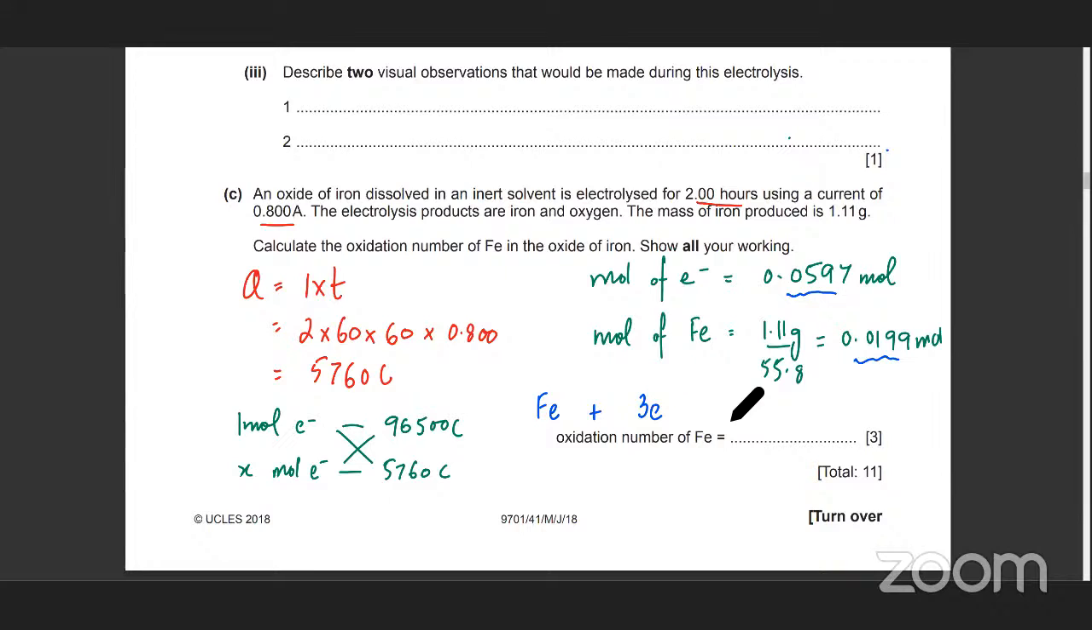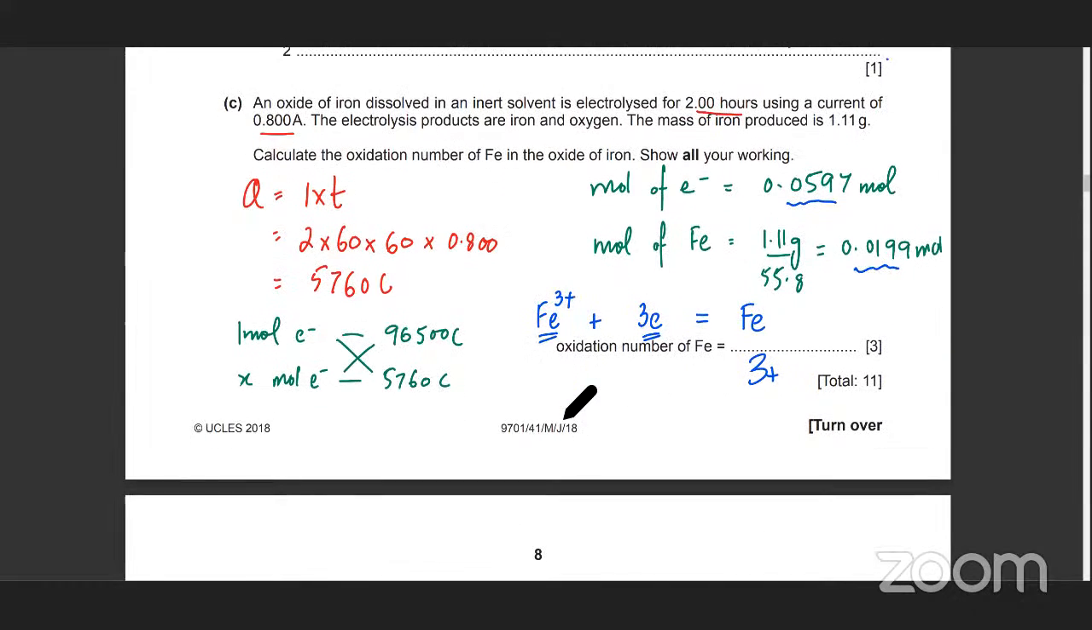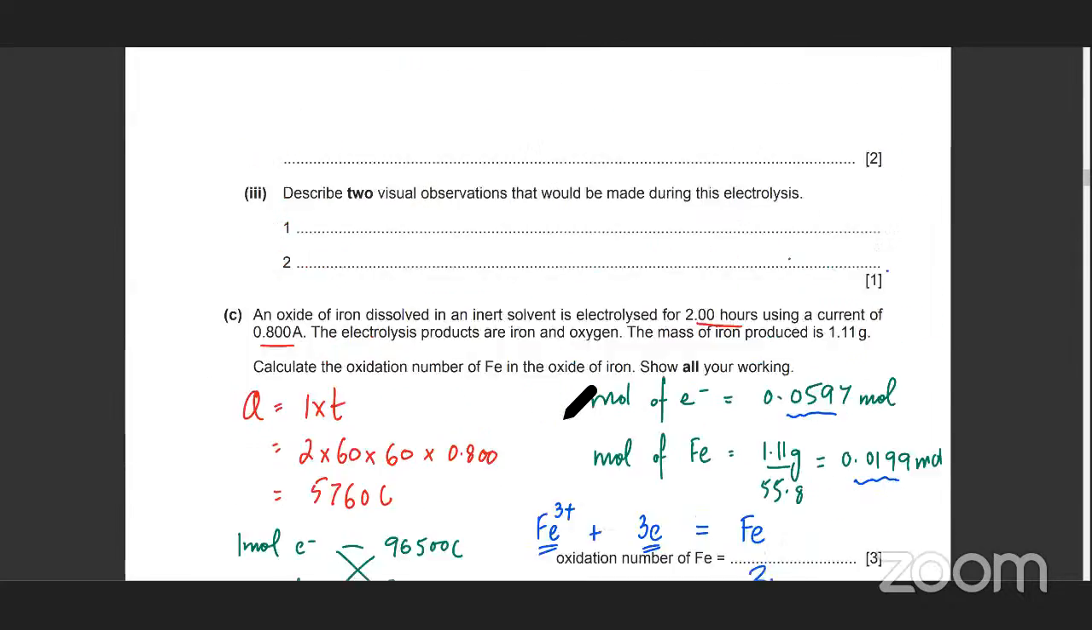So that's 1:3. Now, did he tell us what the original charge on Fe is? He's saying an oxide of iron is dissolved, and the mass of iron is produced. So Fe is the one that's getting produced, right? So Fe must be 3 plus, because one Fe is gaining 3 electrons. So the oxidation number of Fe originally is going to be 3 plus. Remember he's saying that iron is the one that's getting produced. So one iron requires 3 electrons. The reason it requires 3 electrons to produce one iron is that Fe must be 3 plus. So we're done with this question as well.